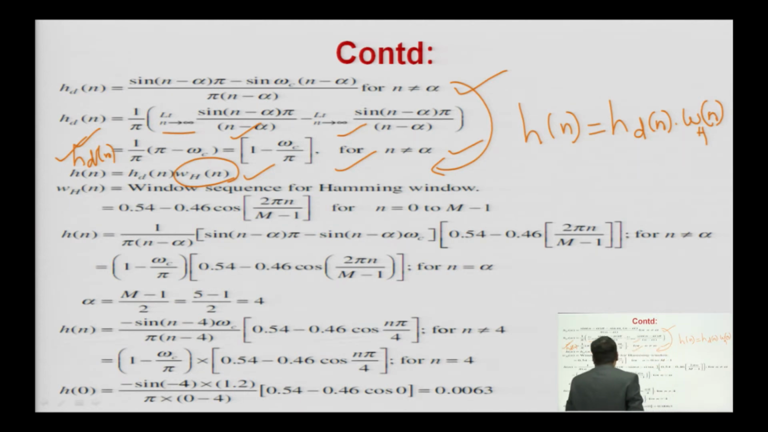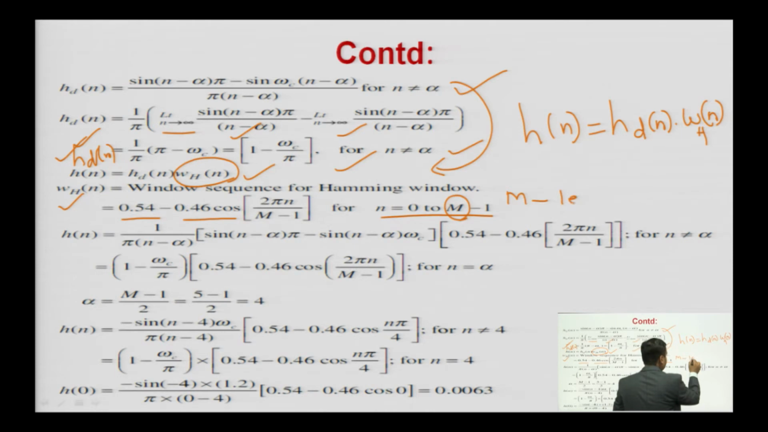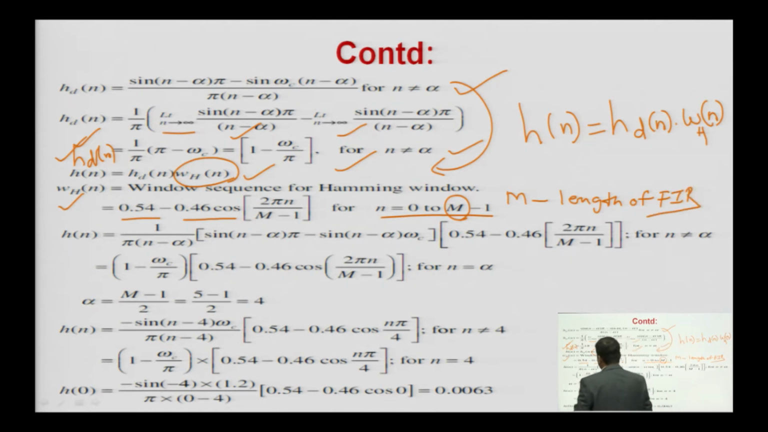So, w_H(n) is what? If this question were to be solved by the rectangular window function, it would be very easy, but w_H(n) is the Hamming function, and you know the Hamming window function w_H(n) is equal to what? The expression is 0.54 minus 0.46 cos of 2πn upon M minus 1, for n from 0 to M minus 1. Here M is the length of the filter, the length of the FIR digital filter. So, w_H(n) is this, you know.